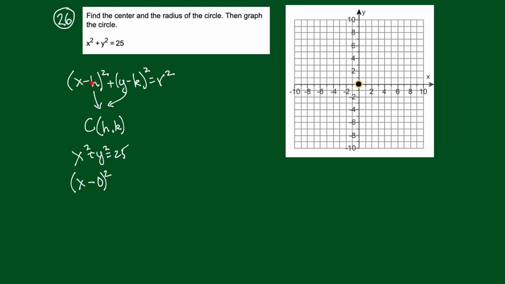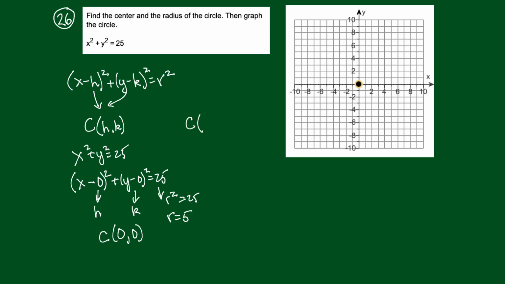x squared, well, there must be something here, and it turns out it's a 0. If you put a 0 there, you just get x squared. And then plus, same thing for the y: y minus 0 squared is equal to 25. Now, here's what I know. This is the h. This is the k. So the center is at (0, 0). And this is r squared, so r squared is 25, so r must be 5. I got a lot of information here. I know that the center is at (0, 0), and I know that the radius is 5.